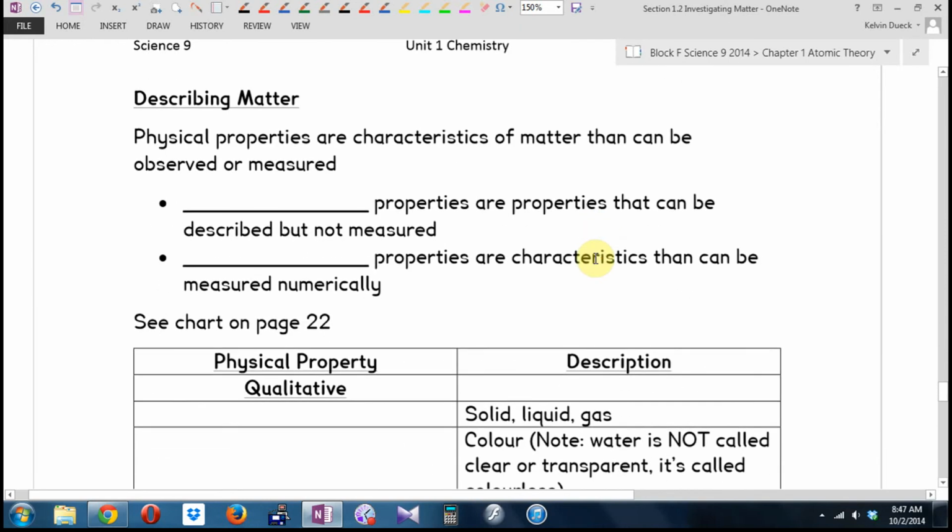So describing matter. Physical properties are characteristics of matter that can be observed or measured. And we have two main types. We have what we call qualitative properties.